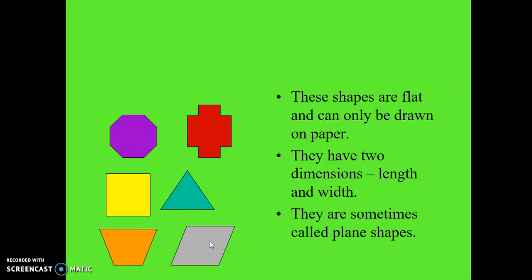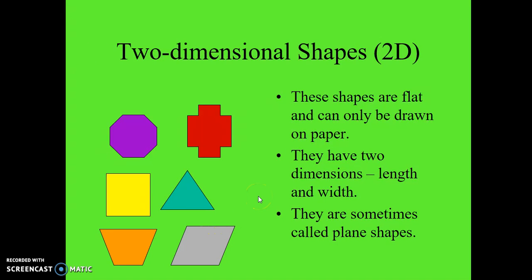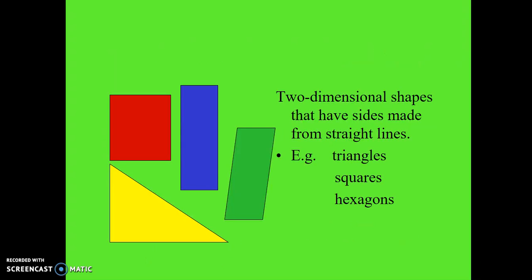All of these would be considered what? The answer is polygons, or two-dimensional shapes. All of these are polygons because they have at least three sides, they're closed, they all have straight sides, and because this all has length and width but not depth, we're talking about 2D shapes. Let's get a little more specific. Plane shapes: two-dimensional shapes that have sides made from straight lines. Specifically, triangles, squares, hexagons. Here are some other examples as well.